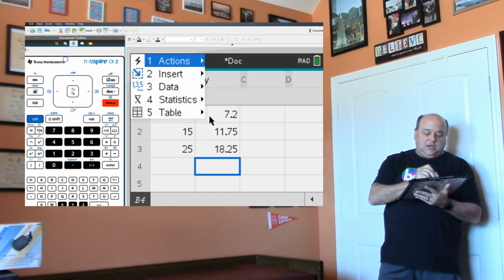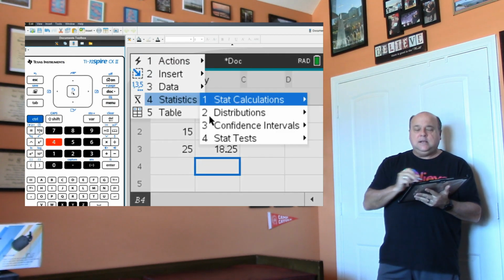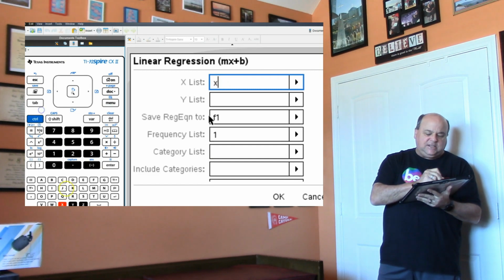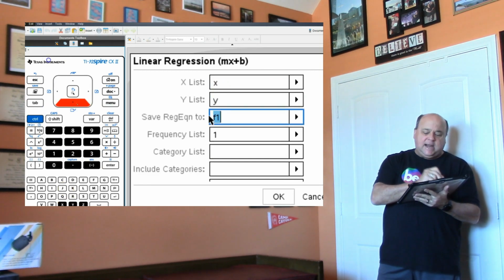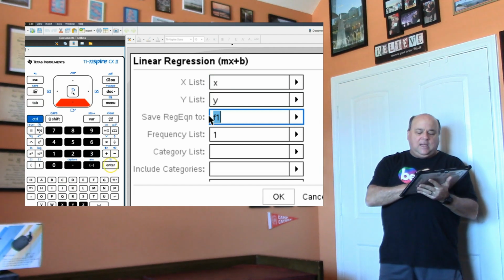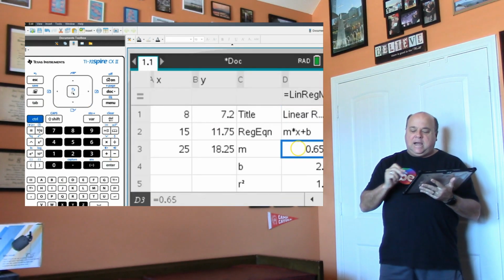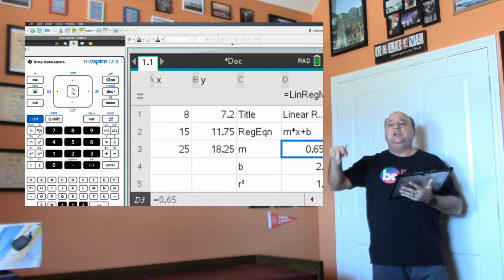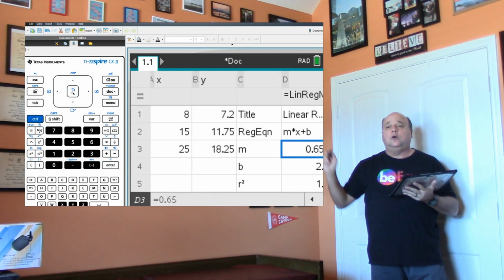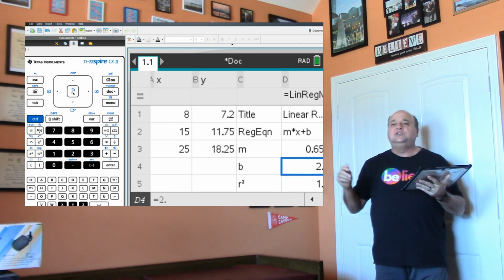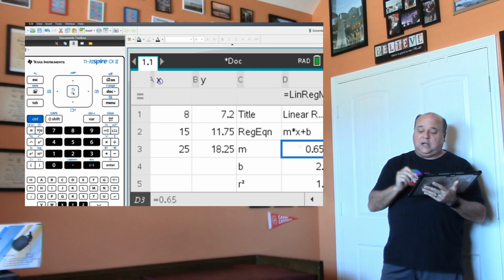Now then, menu, stat calculation, linear regression, x down, y down, enter. Don't forget that. X down, y down, enter. Bam! Right there, there's my slope, 0.65. That means each gizzard costs 65 cents. I don't need to make that a fraction. My y-intercept is 2. That means the drink or the fries cost $2, okay?